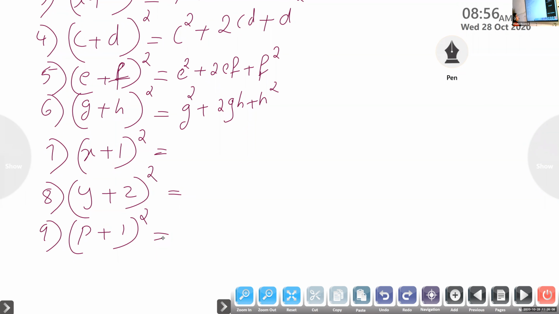X plus 1 the whole square, what will come? First term X, so X square plus 2AB, so 2 into X into 1, plus 1 square. So X square plus 2X plus 1.